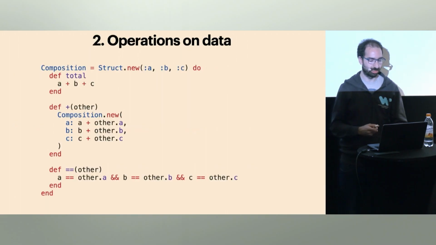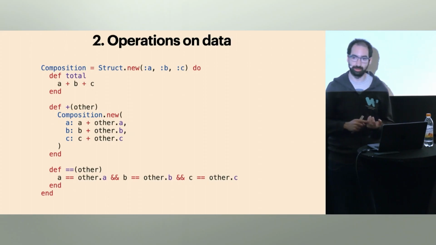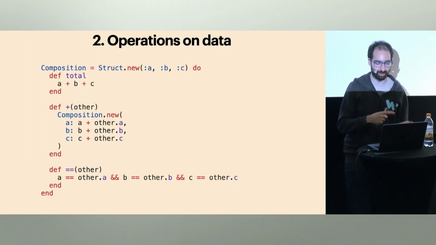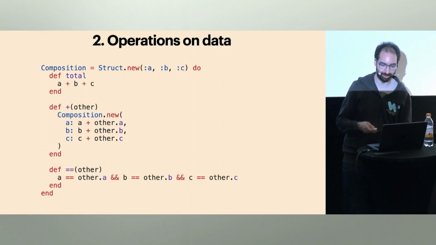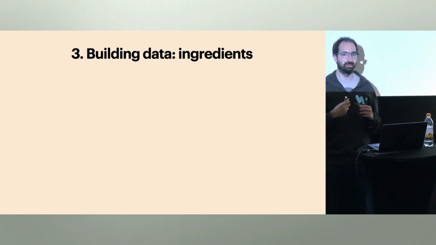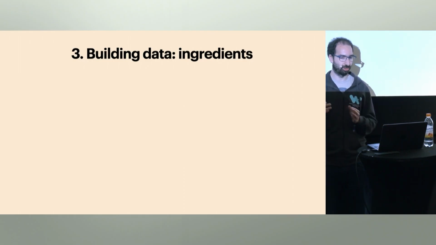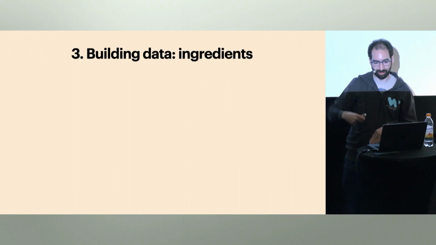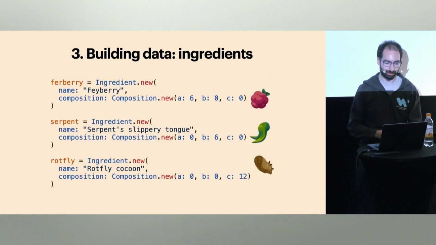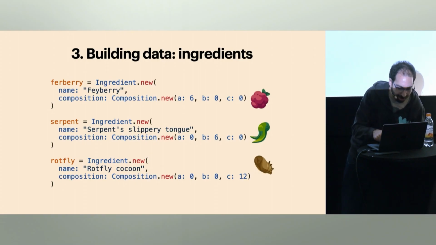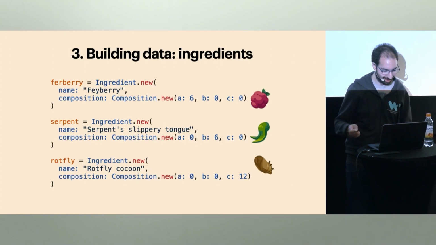So for composition, you can calculate the total amount of elements. You can add the composition to another, and then you can compare two compositions to check if they're the same. And then the third part is you build the data from what the game gives you. So you start entering the different ingredients that you have. So you have the fayberry, and here is the serpent's slippery tongue.